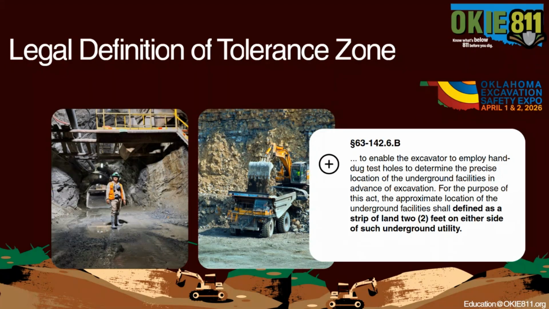To put it simply, it's not just a best practice to observe those 2 feet on either side of a utility marking, it is the law, especially since it is focused on the legal writing, that clearance of the utility itself. Should you like to review the law, you may look up Title 63. This is the Public Health and Safety title, Section 142, and that will be the Oklahoma Underground Damage Prevention Act.